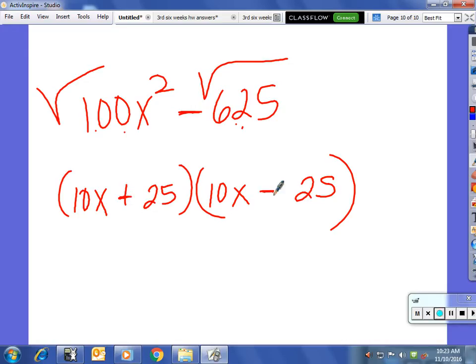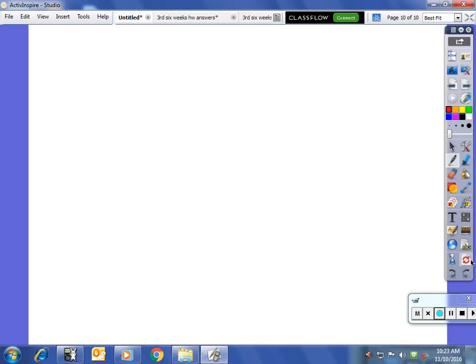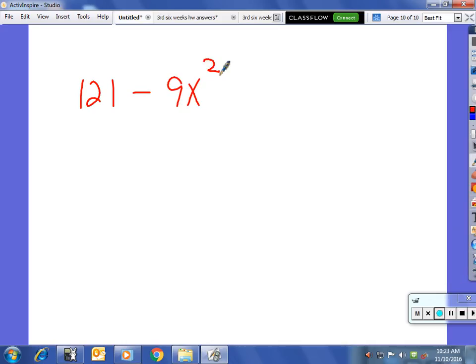Could I go through that long process? Absolutely. Would it be fun on this one? No, it wouldn't. So you need to recognize the difference of two squares when you see it. That's pretty much the hardest part about this. Also, they might do this to you. They might put it backwards, like 121 minus 9x squared.